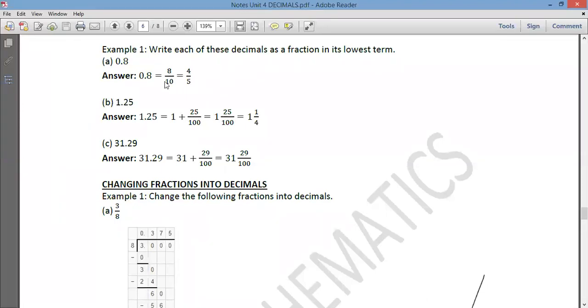Then you have to simplify this one. Divided by 2, 10 also divided by 2.